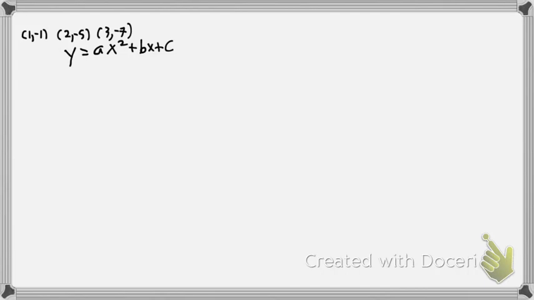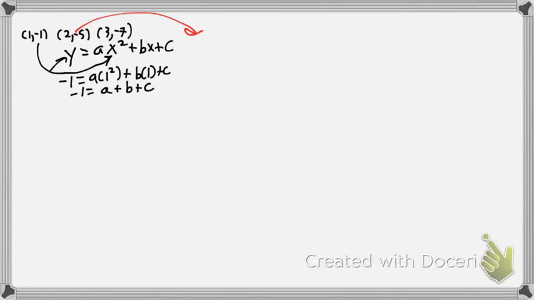So I'm going to color code this first one. I'm not going to color code all of them, but you can if that helps you. So we're going to take that 1 and plug it in for x, and the -1 and plug it in for y. So we get -1 equals a times 1 squared plus b times 1 plus c. It's going to be -1 equals a plus b plus c.